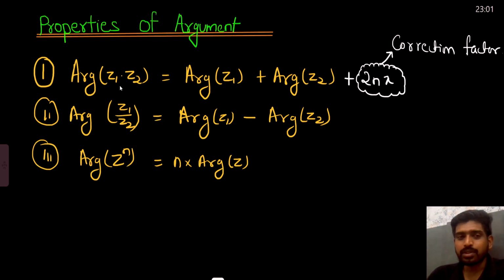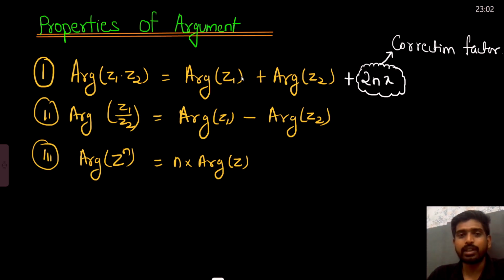See, suppose they ask the argument of z1 multiplied by z2. Here they're asking the argument of the resultant, right? After multiplying z1 and z2, what is the argument of the resultant complex number? This we can find by adding the argument of z1 and the argument of z2. But if they ask the principal argument, we know that the principal argument is from minus pi to plus pi, minus pi open, plus pi closed. Understood? If it crosses plus pi, we will use this 2n pi as a correction factor to reduce or increase the argument, so that we get the argument in our range.